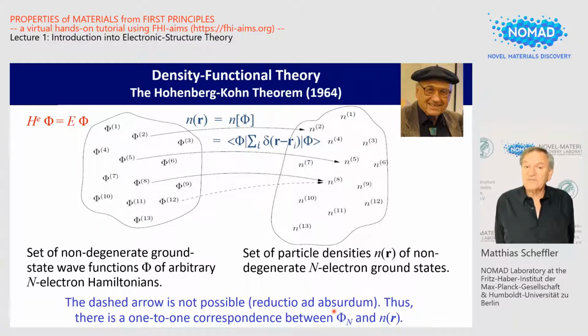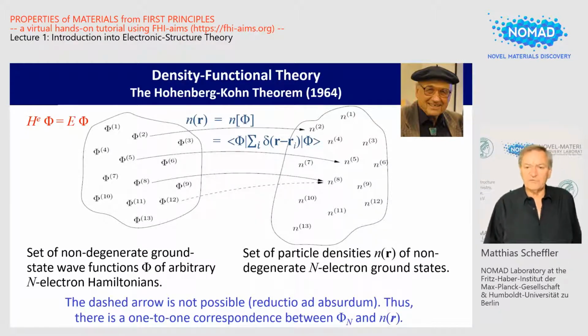So, if the result is absurd, that means the ansatz was wrong, and that of course means the concept that two different wave functions can give the same density is just wrong. Means the dashed arrow is not possible, shown by reductio ad absurdum. Thus, there is a one-to-one correspondence between the wave functions of the many-body problem and the electron density.